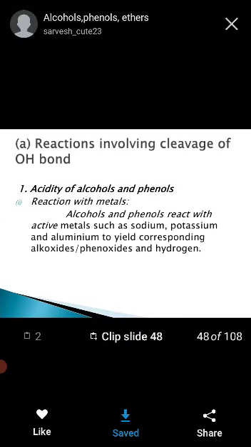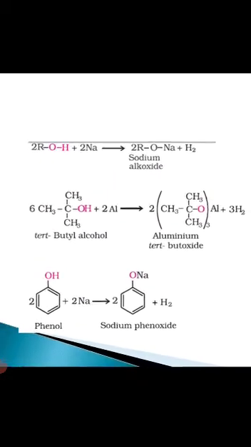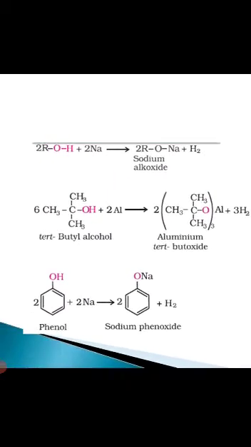Now, reactions involving cleavage of the OH bond. The first is the acidity of alcohols and phenols. First of all, reaction with metals. Alcohols and phenols react with active metals such as sodium, potassium and aluminium to yield the corresponding alkoxides, phenoxides and hydrogen. Here is the reaction between the alcohol in the presence of sodium. It forms sodium alkoxide. This one is a tertiary butyl alcohol in the presence of aluminium.